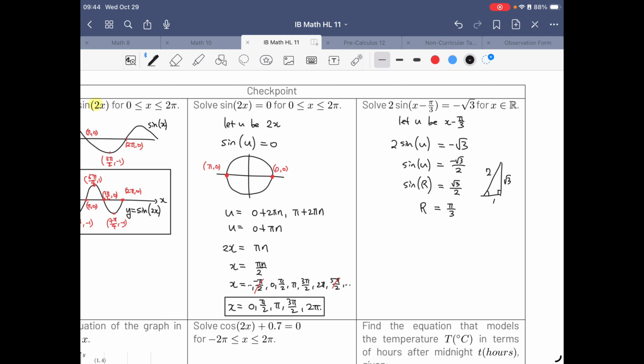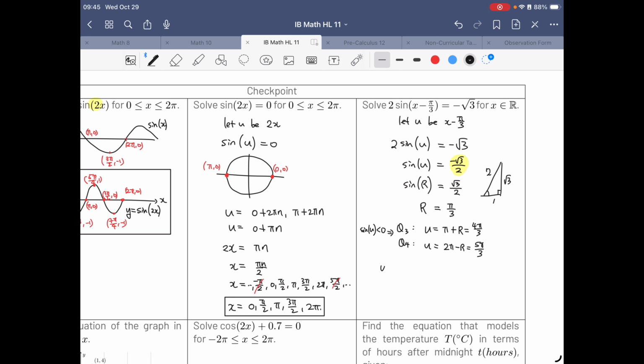If I know that r is pi over 3, then I can deduce what the u values will be, because sine of u is a negative value, it means that I'm going to be in quadrant 3 and quadrant 4. In quadrant 3, I know that u is going to be pi plus pi over 3. So let's write it as pi plus r instead. So that's going to be 4 pi over 3. And in quadrant 4, u is equal to 2 pi minus r, and that's going to be 6 pi over 3 minus pi over 3, that's 5 pi over 3.